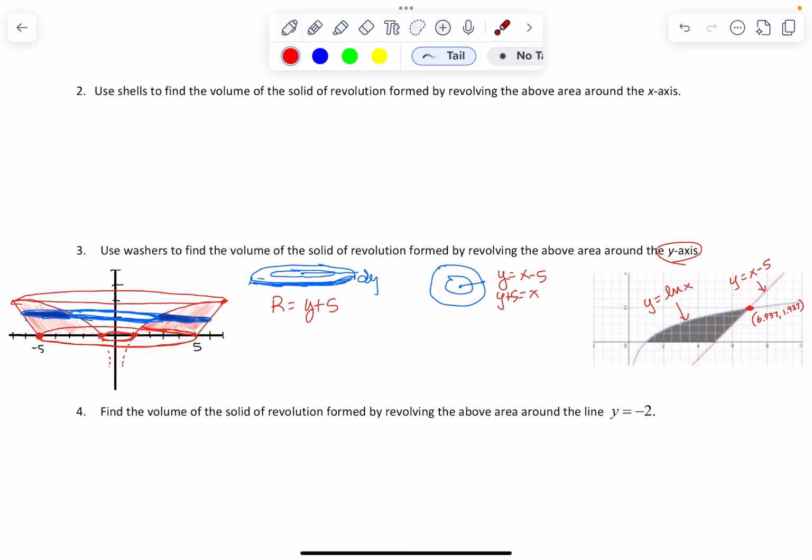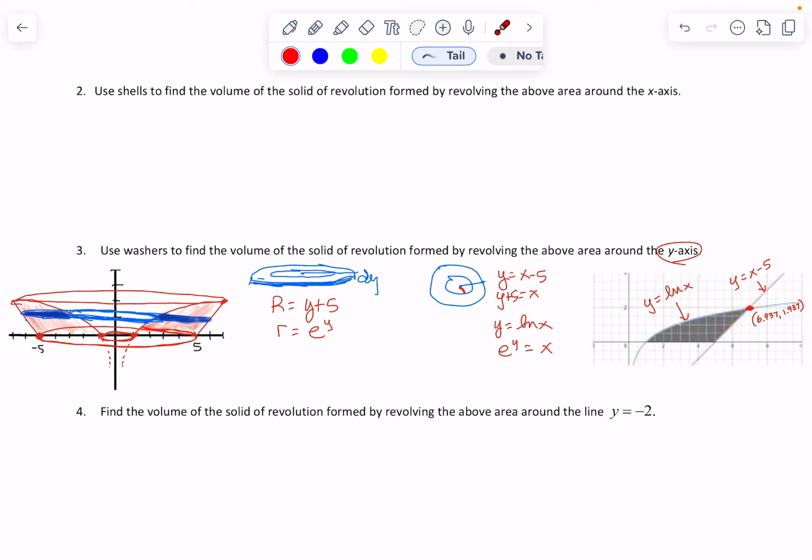So big R equals y plus 5, and then little r is going to be from the axis out to here. That's little r, and that means we have to go to the equation y equals the ln of x. I need to solve for x, so that's going to be e to the y equals x. And so little r is going to be equal to e to the y. That's the distance from the axis out to this curve right there. Okay, that's my little r.